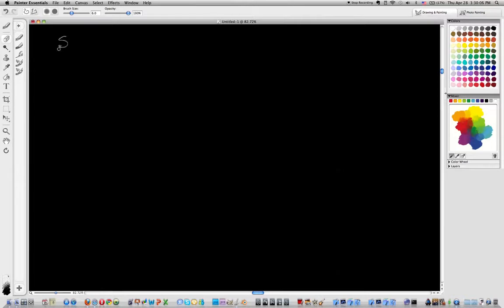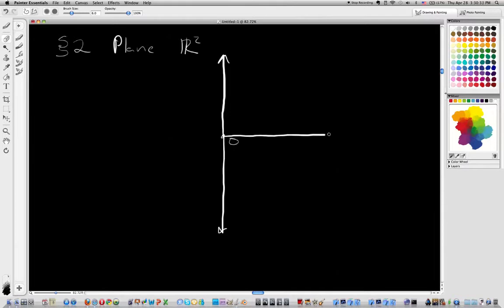Now let's move on to the plane. So pick a point and call it O for origin. And you draw 2 lines through it, perpendicular to each other, one going horizontal and one going vertical. And you label them as Y for the y-axis and X for the x-axis.